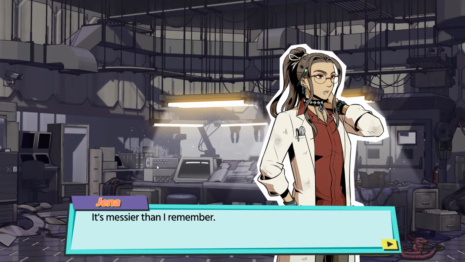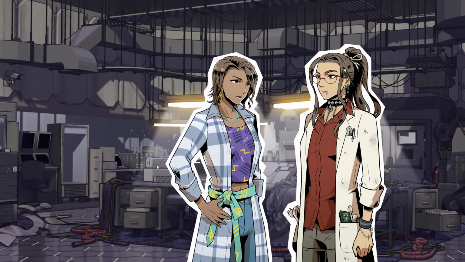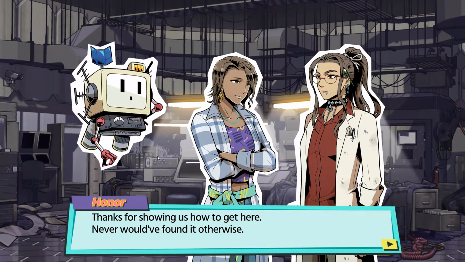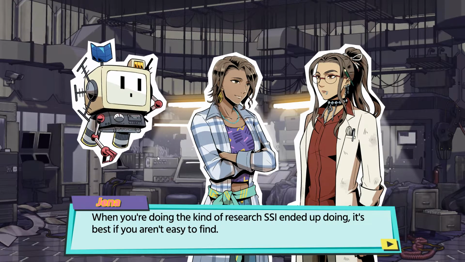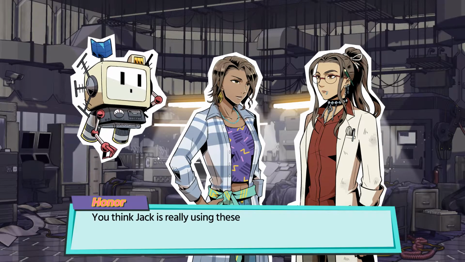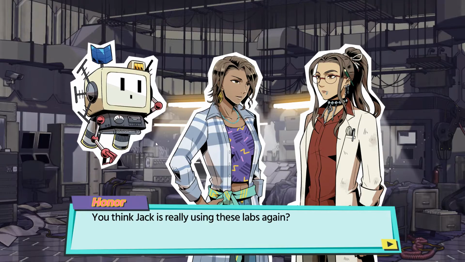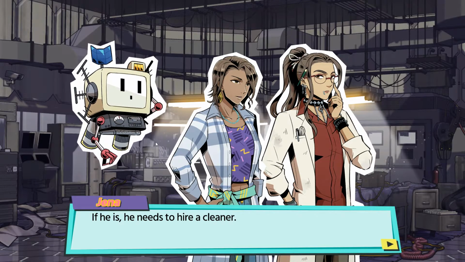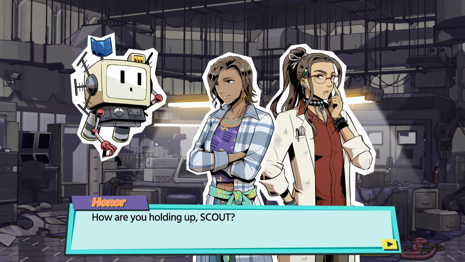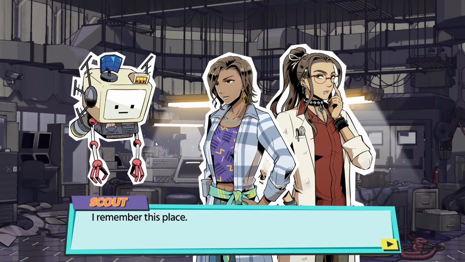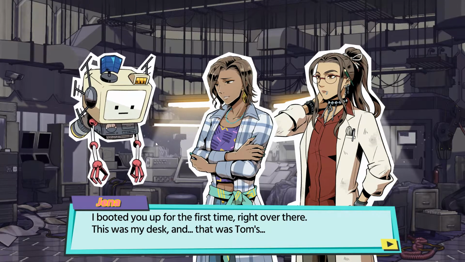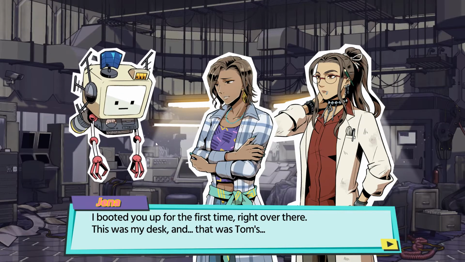It's messier than I remember. Thanks for showing us how to get in. Never would have found it otherwise. When you're doing the kind of research SSI ended up doing, it's best if you aren't easy to find. You think Jack is really using these labs again? If he is, he needs to hire a cleaner. How are you holding up, Scout? I remember this place. I booted you up for the first time right over there. This was my desk and that was Tom's.